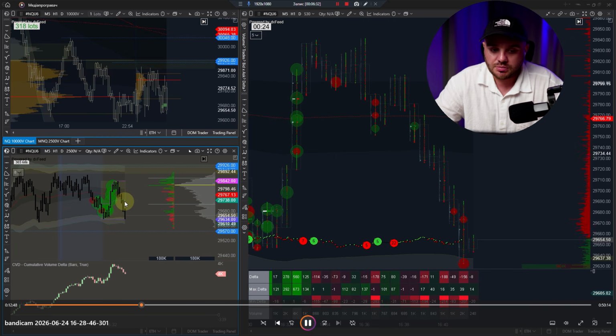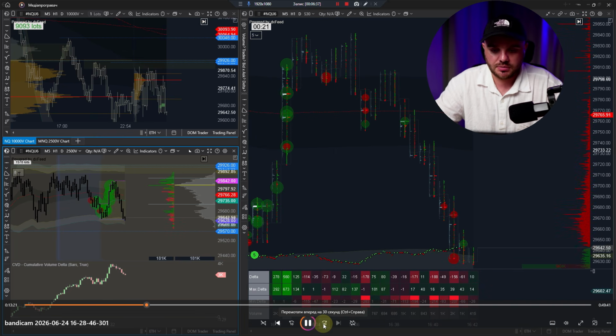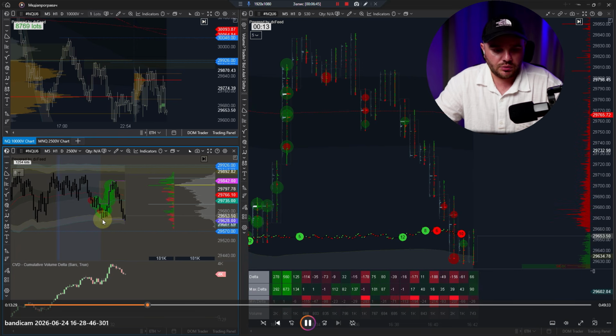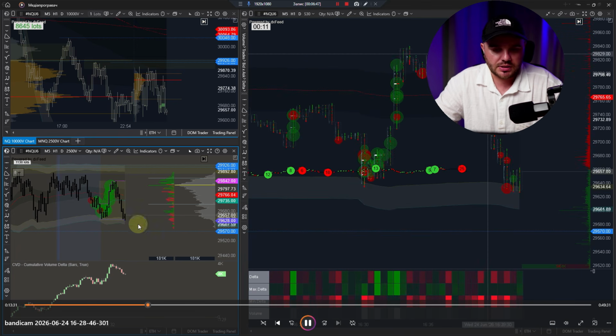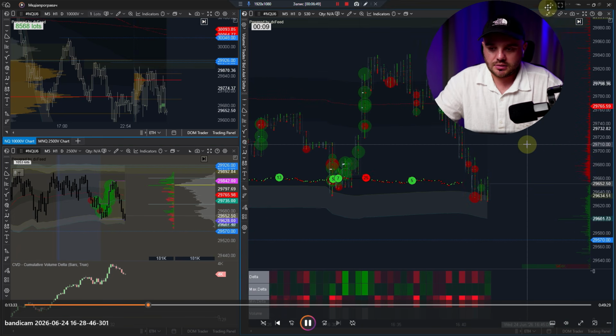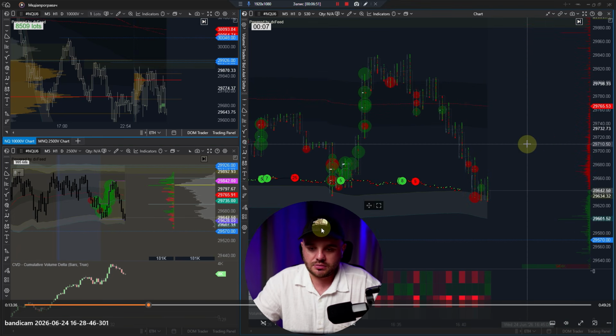The reason for that pump, honestly, is not clear. But it's just an example for you that not every big order is good for you. Have a look at what price did. As you can see, price retested this key zone, and at this moment price dropped quite a lot.